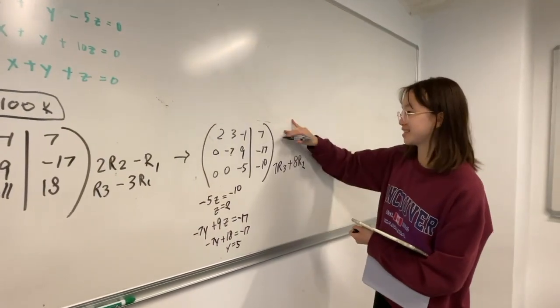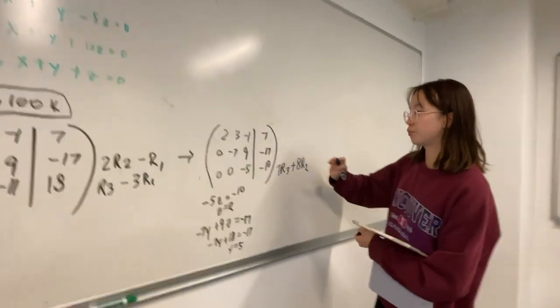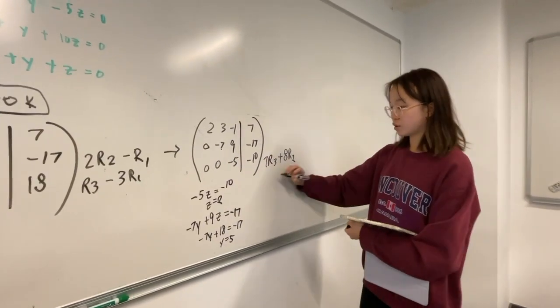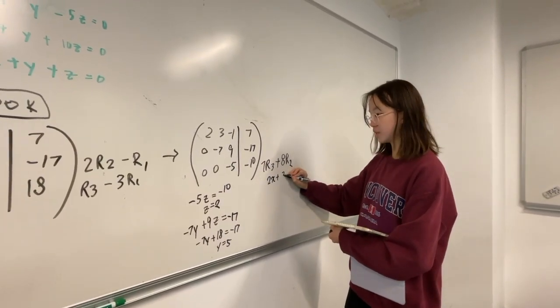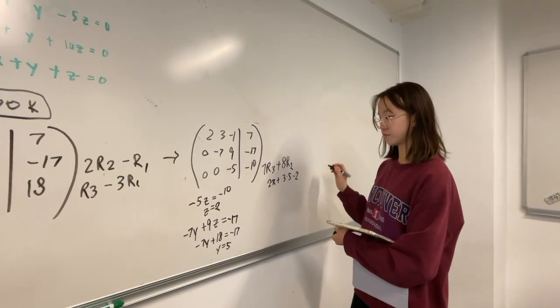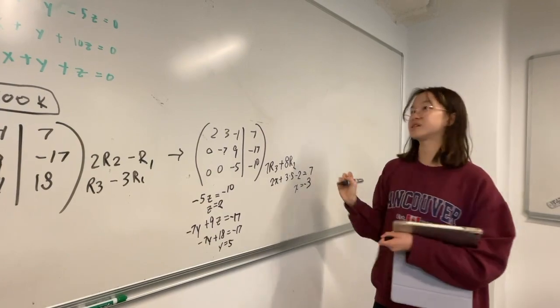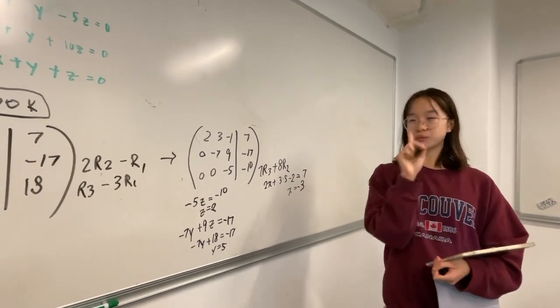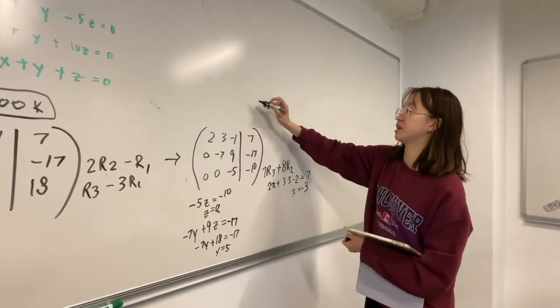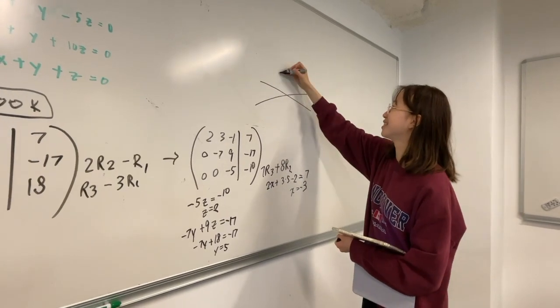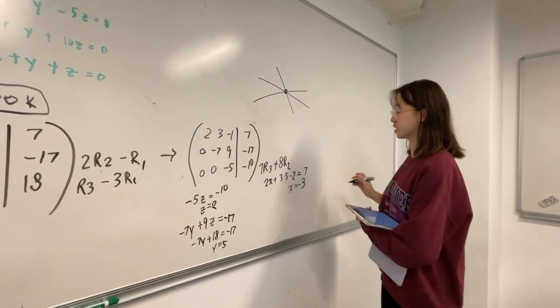And then lastly, plugging these two values into row 1, we'll have that 2x plus 3 times 5 minus 2 is 7, and that x equals -3. So this means that resort 2 gives you one unique point of intersection. To visualize that, it means that the planes are something like this. Yeah, one unique point of intersection.